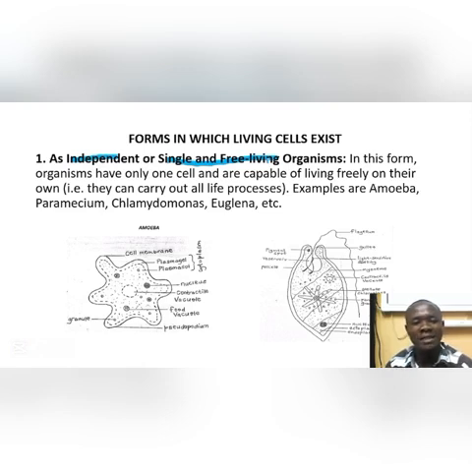Examples of organisms that exist as independent or single and free living organisms are amoeba, paramecium, chlamydomonas, and euglena. This is the diagram of an amoeba and this is the diagram of a euglena.